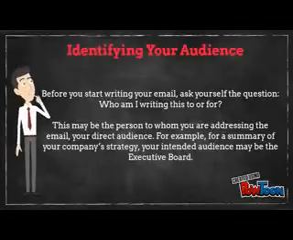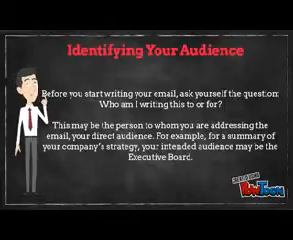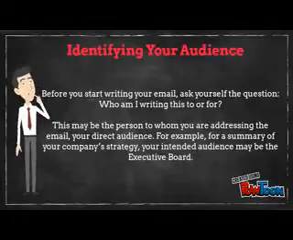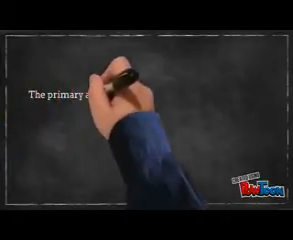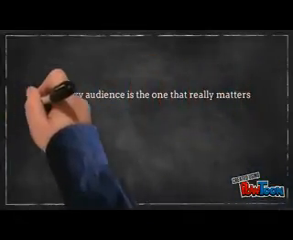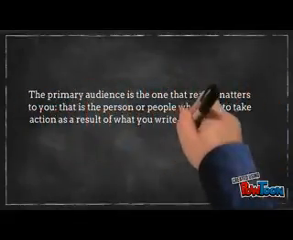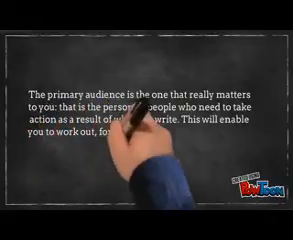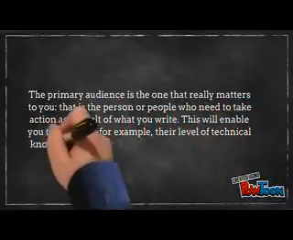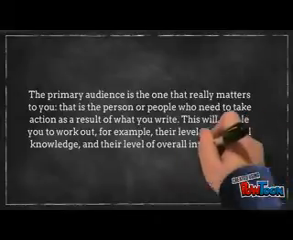Before you start writing your email, ask yourself the question, who am I writing this email for? This may be the person to whom you are addressing the email, who is your direct audience. For example, for a summary of your company strategy, your intended audience may be the executive board. The primary audience is the one that really matters to you. That is the person or people who need to take action as a result of what you write. This will enable you to work out, for example, their level of technical knowledge and their level of overall interest in the subject.